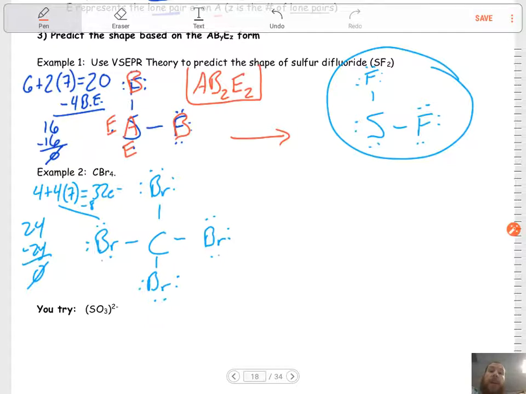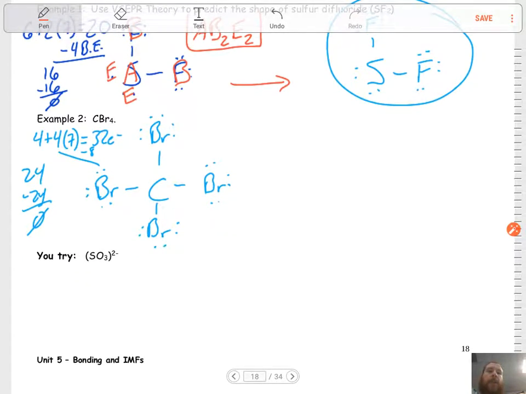But just find the way that works for you. Make sure you know those first 8 that were on that table before. So, here's my A. This is a B. This is a B. This is a B. This is a B. Do I have any lone pairs? Nope. I have 4 things bonded, so this is going to be AB4.